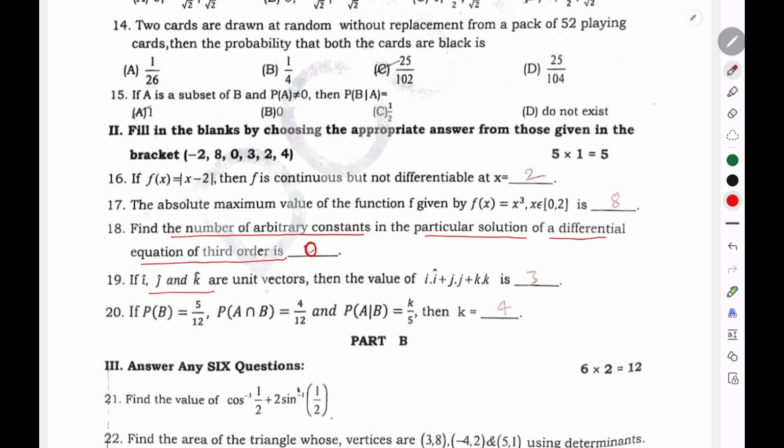If i, j, k are unit vectors, then what is the value of i dot i? i cap i is 1, j cap j is 1, k cap k is 1, so 1 plus 1 plus 1, that is 3.